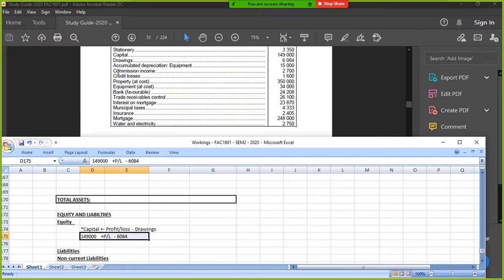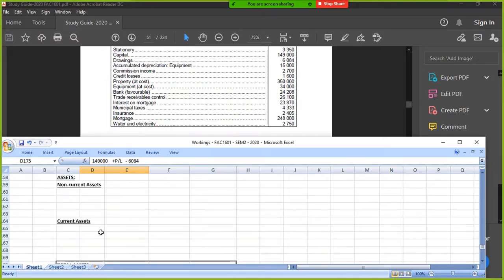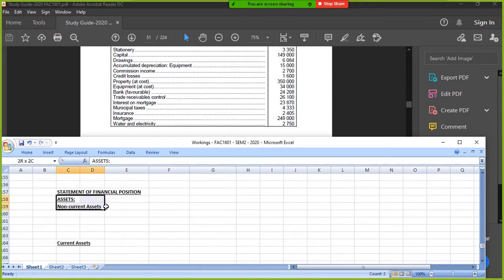Keep going down. You've got accumulated depreciation for equipment. That's going to affect your statement of financial position. Equipment, you should know, is disclosed as part of property, plant, and equipment, PPE. Here they've given you property and equipment. You can group it as one, but then you'll need a note.